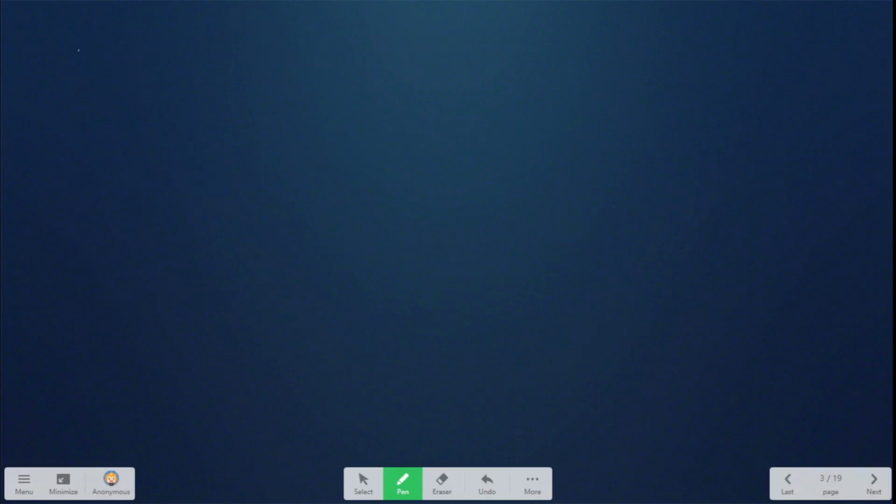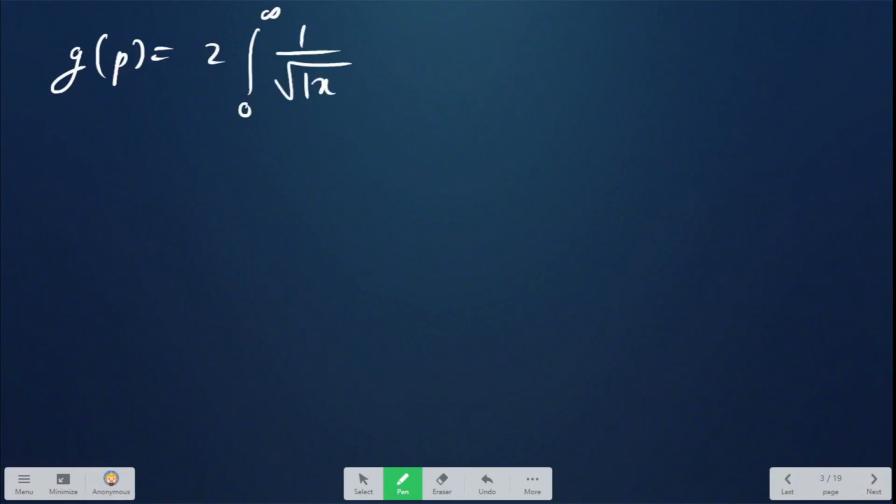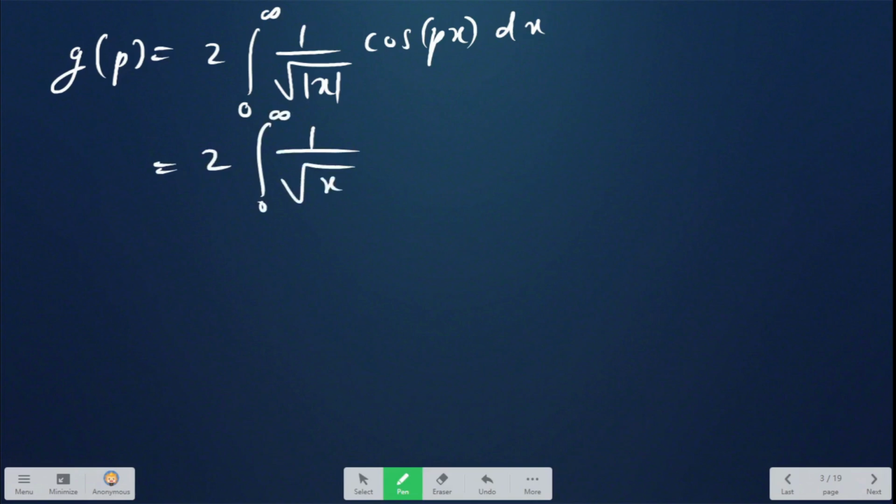We will have g of p is equal to integral 0 to infinity 2 times 1 by root of modulus of x times cos px dx. Now since x is only from 0 to infinity, there is no need to put modulus. We can write 1 by root of x cos px dx.